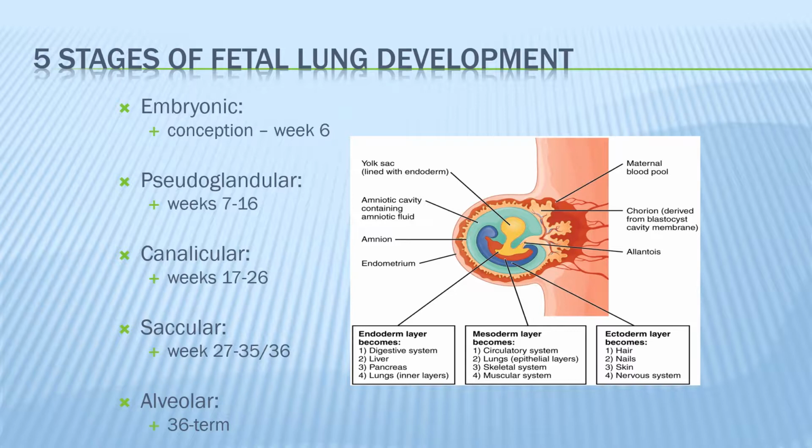The pseudoglandular phase is our next one, and that occurs during weeks 7 to 16. Again, the diaphragm completely develops by week 7. Some other major things that occur during this time is the vocal cords appear and develop. We have major lung growth. We have cilia developing in the airway, as well as some goblet cells and bronchial glands. The cartilage at this point is still immature. By week 16, 25 generations of the bronchial tree should be complete.